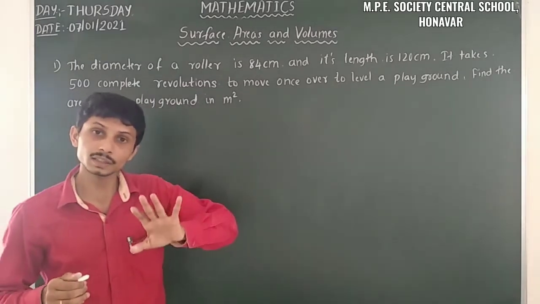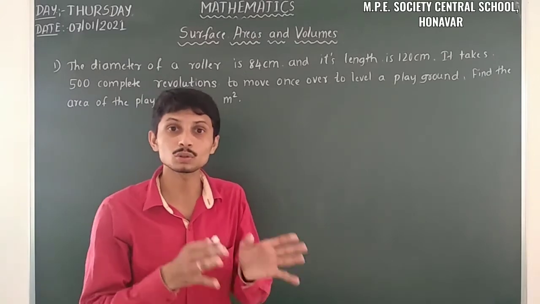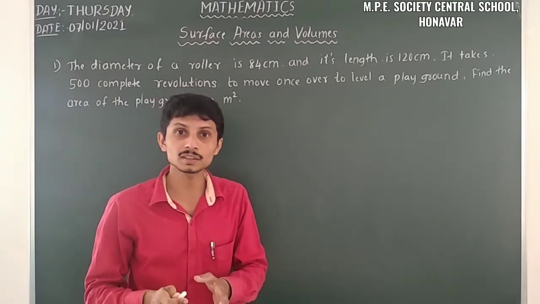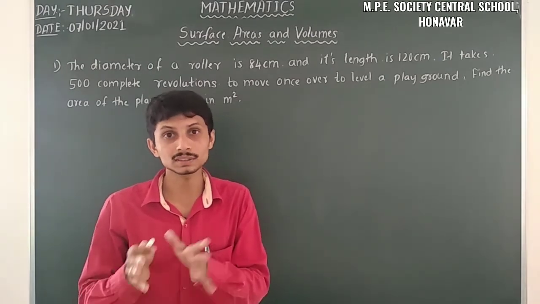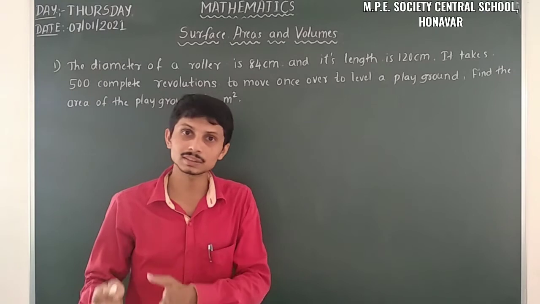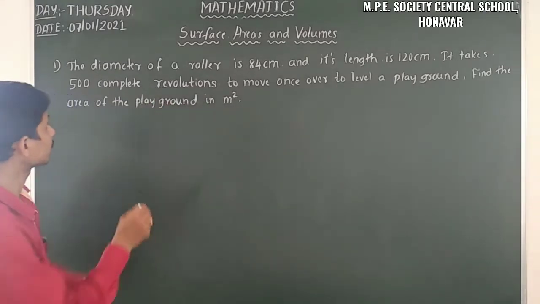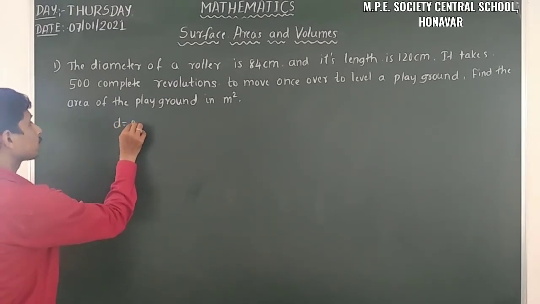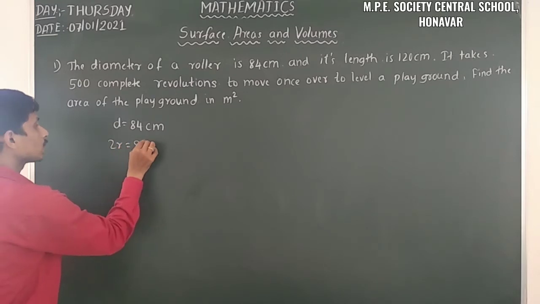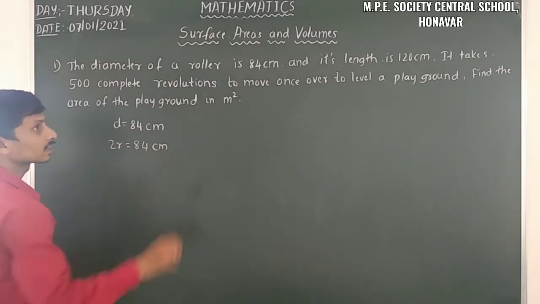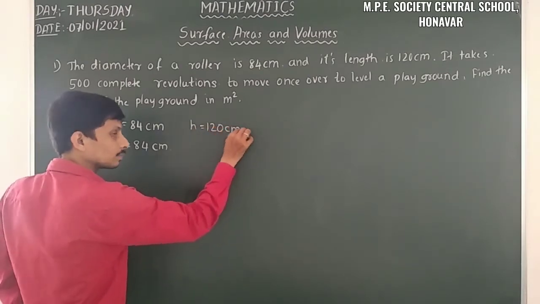Yes, so the curved surface area of the right circular cylinder is equal to 2 pi rh. For that we want the radius, so the diameter we have, we can consider it as 2r. So we can move on. The diameter D is equal to 84 centimeter, so we can write 2r is equal to 84 centimeter. Then the value of h is given, it is 120 centimeter.